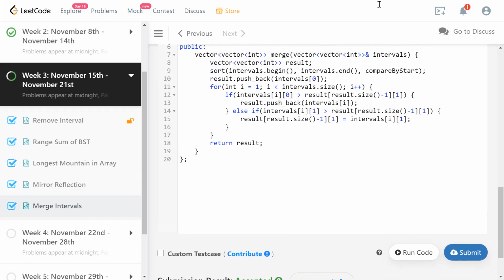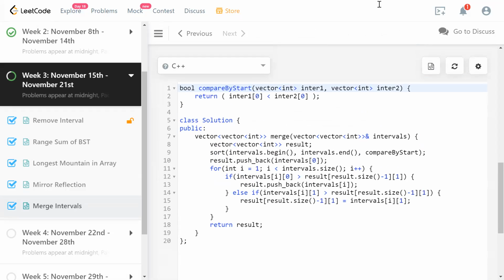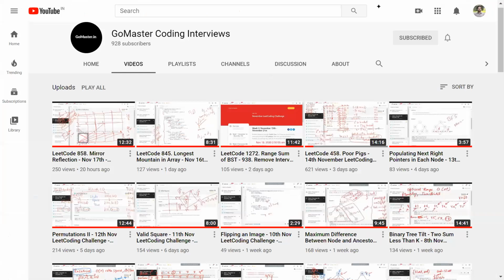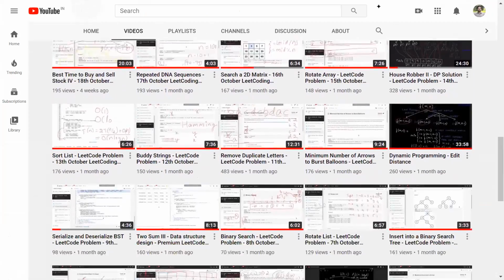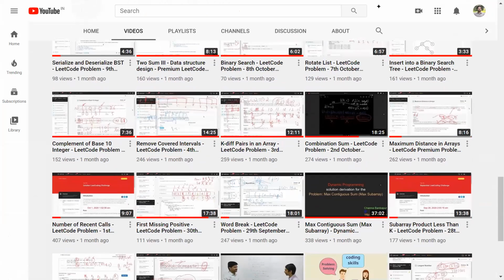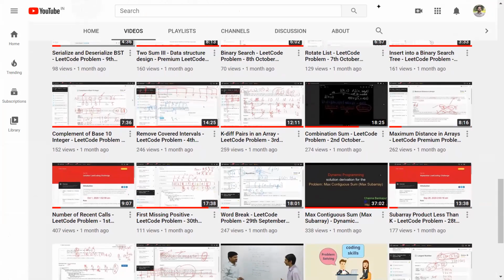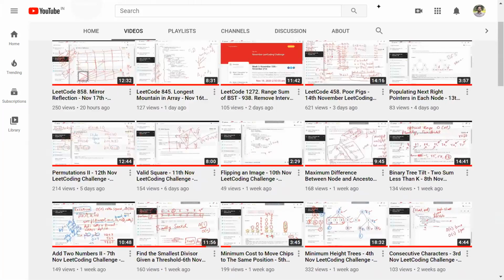All right. So if you know any other way of solving it, or if you want to learn more about interval problems, there was one problem in the October LeetCoding challenge, remove covered intervals, which is here, which was on 4th of October. So take a look, and there are a few more problems on intervals in LeetCode. They are all interesting, so take a look at them.